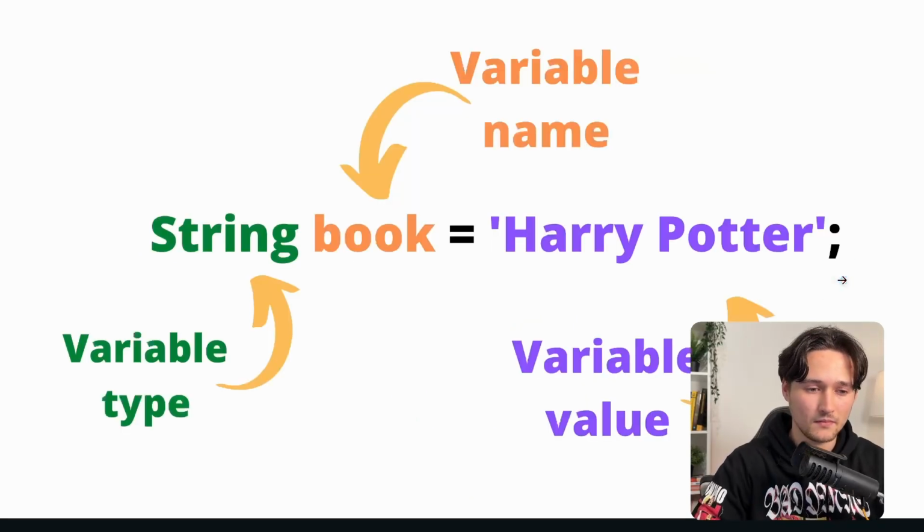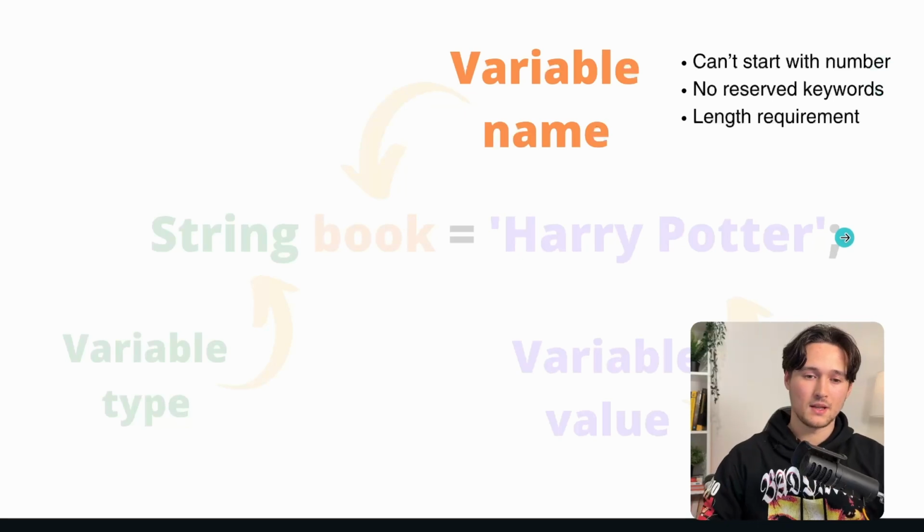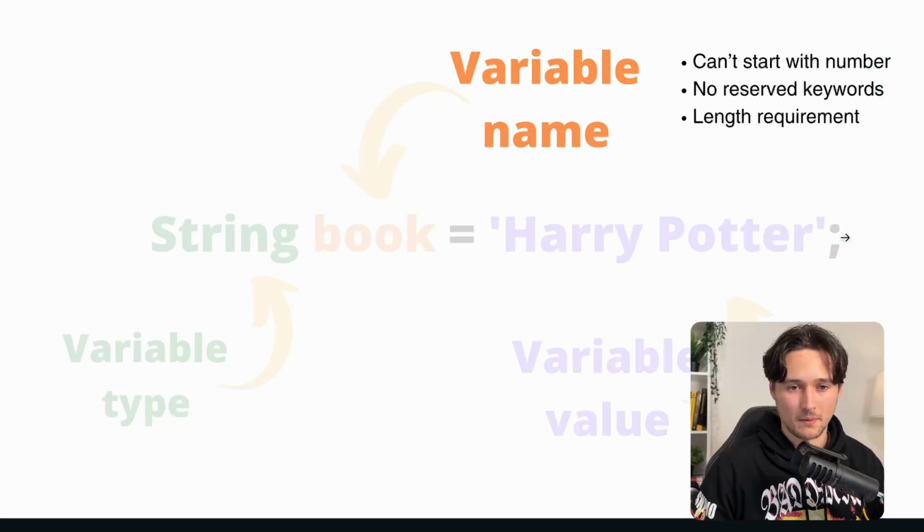Okay, so here's the same example, right? String, that would be a variable type. About this a little bit later. Then book, that would be the variable name, and then there would be a value. So let's speak about those parts one by one.